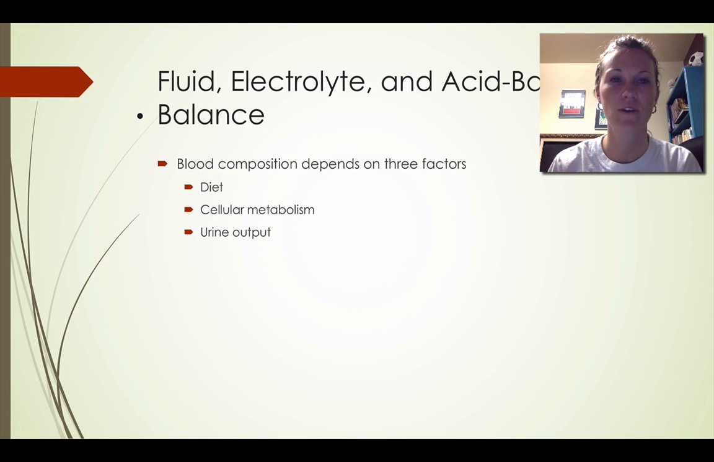In our next video, we're going to talk about fluid, electrolyte, and acid-base balances. So this is basically our maintenance of homeostasis for the urinary system. So we'll go ahead and get started.